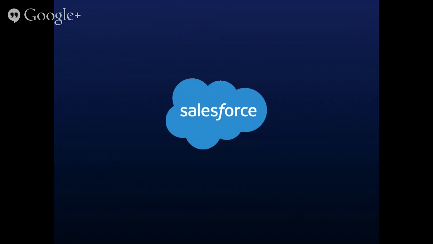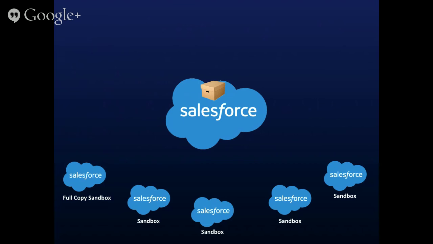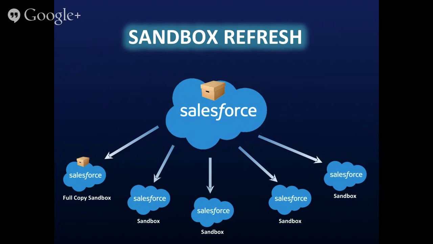So you have your Salesforce org here, and you start loading some data into it, and that's great. And if we take a look at the rest of the topography, you have a full copy sandbox, and you have a couple of other sandboxes. They could be developer sandboxes, QA, whatever. So basically what happens is you do a sandbox refresh, and that data then is going to get pushed down to the full copy sandbox. When you do a sandbox refresh for any other sandboxes, you don't get the data in there.